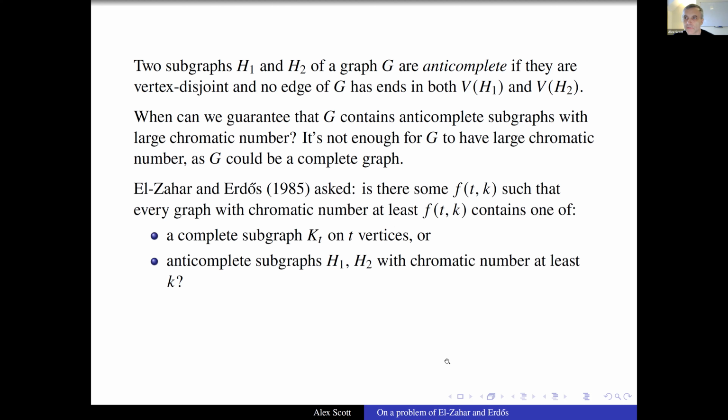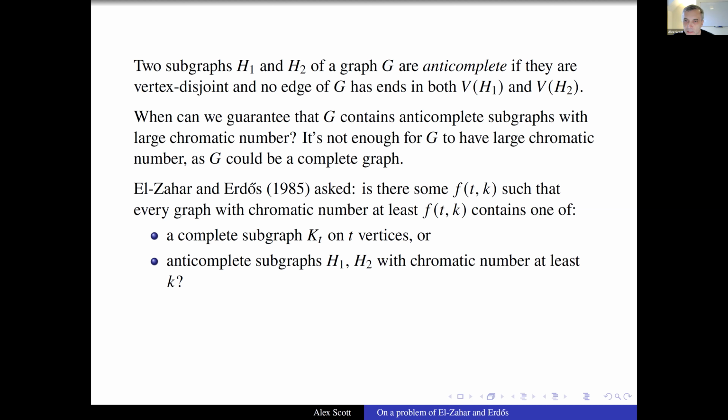Okay, so you have to do something. So let's forbid large cliques. And this is what El-Zahar and Erdős asked about. They said if you forbid a complete subgraph on T vertices, then do you get a pair of anti-complete subgraphs with large chromatic number? So in other words, is there some such function f of T and K?